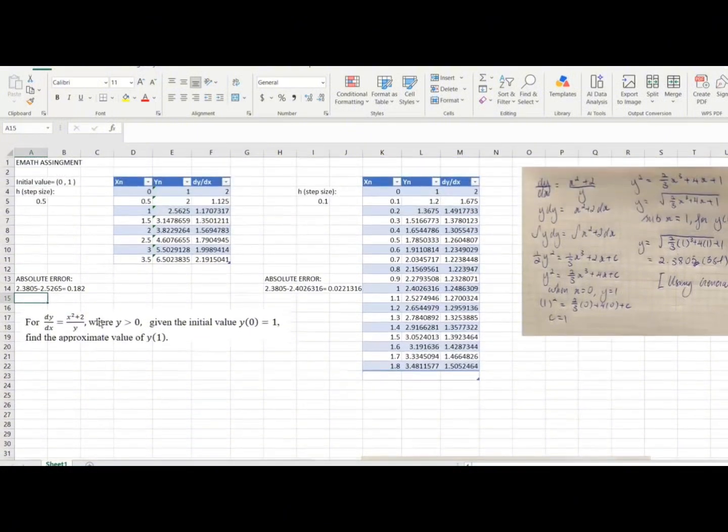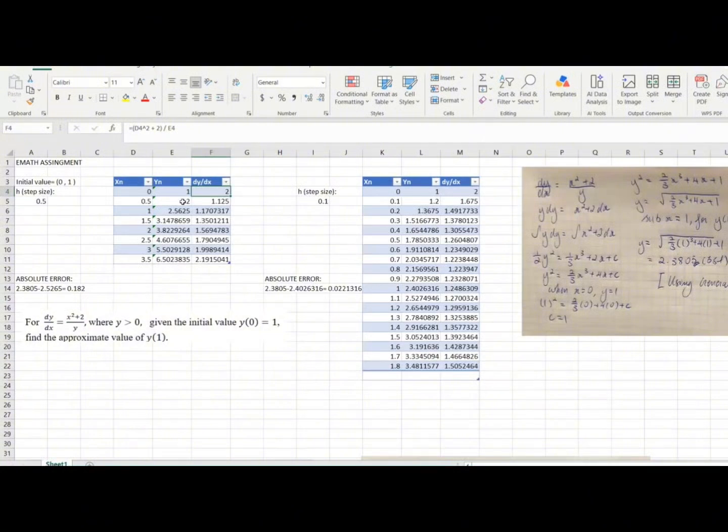We are given the differential equation and an initial condition of 0 and 1, and we want to find the value of y when x equals 1. To set up, our step size h is equal to 0.5 in cell A5. Our initial x value of 0 is in cell D4, the initial y value of 1 is in cell E4, and our slope column is in cell F4, which calculates our differential equation. The formula typed here is D4 to the power of 2 plus 2, divided by E4. There are no dollar signs here because we want these references to dynamically shift as we drag the formula down.